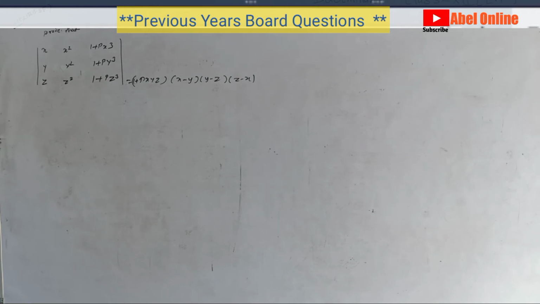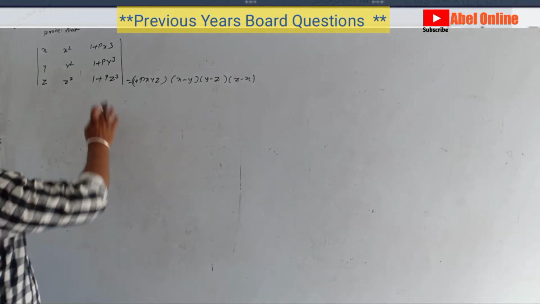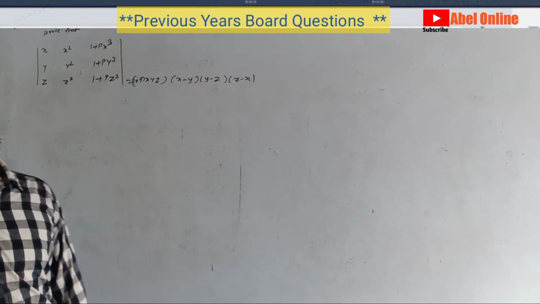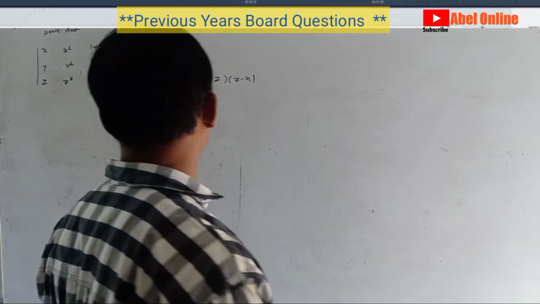Okay, so x square 1 plus p x cube, and y square 1 plus p y cube, z square 1 plus p z cube.